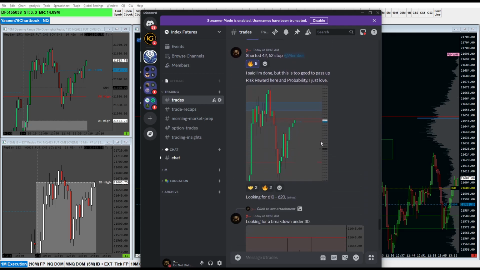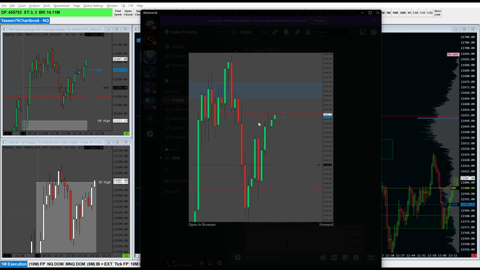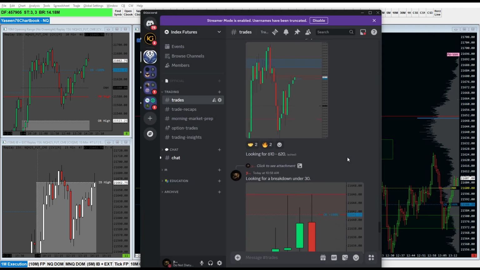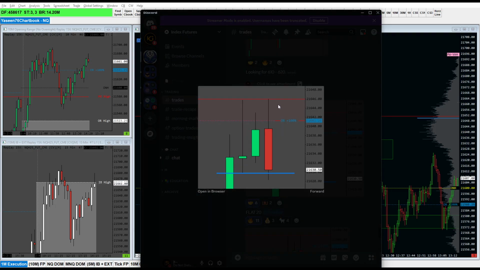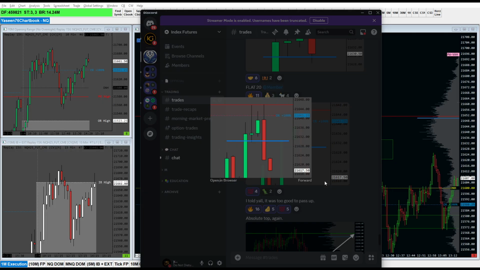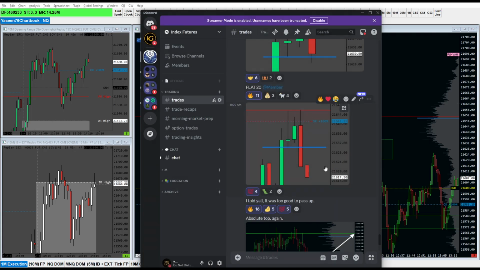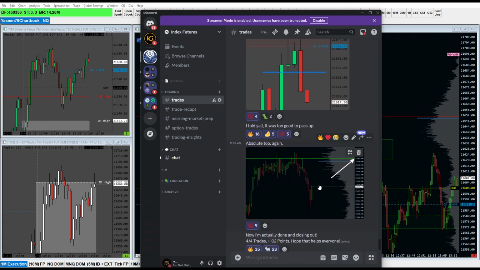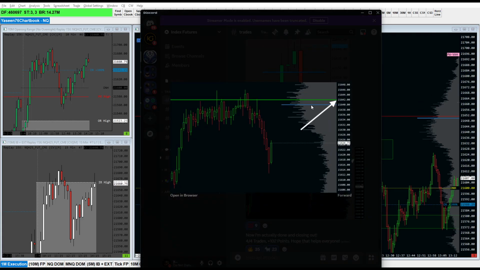And I was up around 10,000, and then I saw this beautiful setup come, which is a short. If you look here, you have the resistance. We're failing to break this 45 area. I would have a stop at this wick right here at 52. And what do you know happens? We reject 42, and I'm looking for a breakdown under 30, and that's exactly what happens. We flush a little bit under 615, and that's when I take profits. It was too good to pass up. You can see this invisible wall right here, 642, whatever.